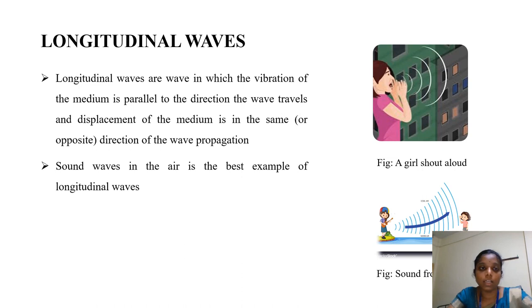Next, longitudinal waves. In longitudinal waves, the oscillator oscillates in the y direction, and its wave motion is also in the same direction. That is, the oscillation is parallel to the wave motion. Here the vibration of the medium is parallel to the direction of wave travel, and displacement of the medium is in the same direction as wave propagation. Sound wave is the best example for longitudinal waves.